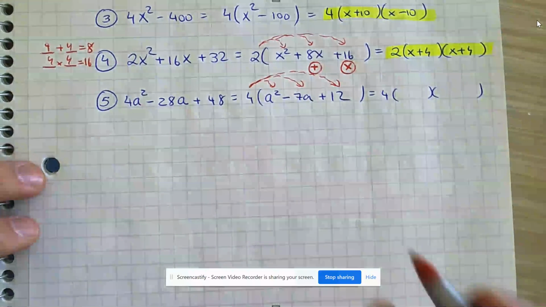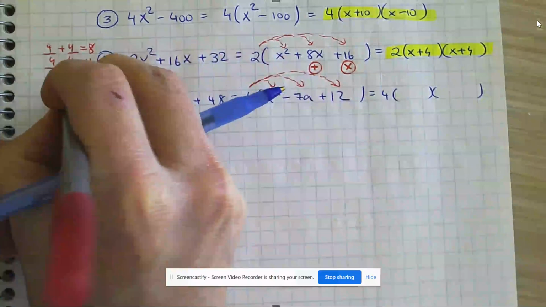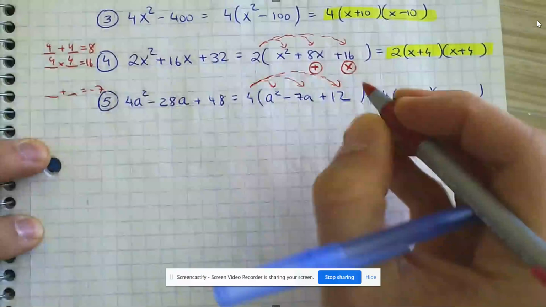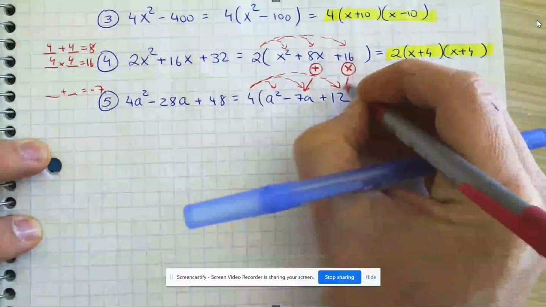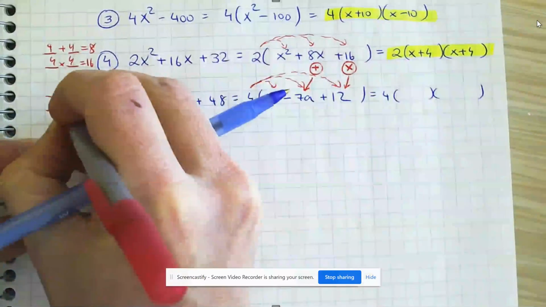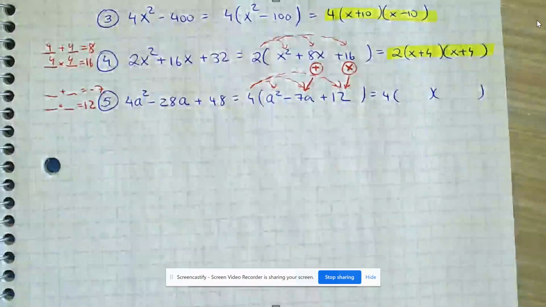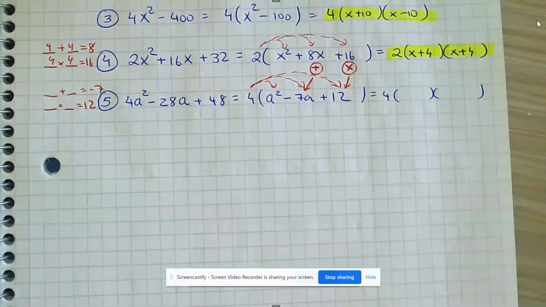Now you need to think deep in your brain, what times what gives you negative 7? Because it needs to add up to that number and multiply out to 12. So there are 2 numbers that multiply to positive 12, but add up to negative 7.